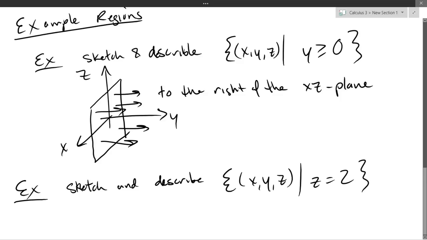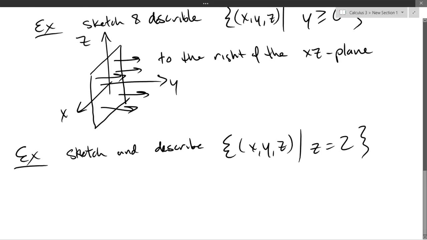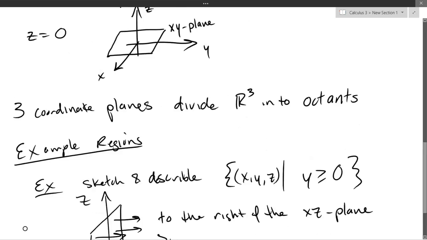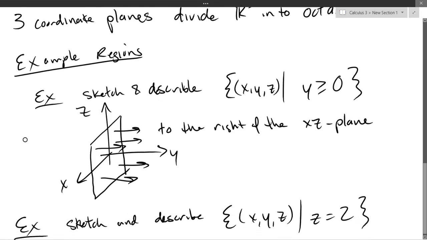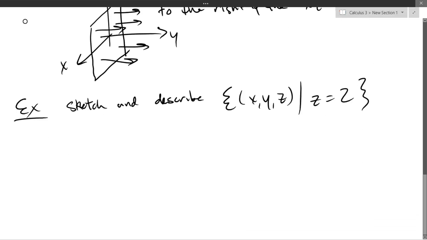So next one, sketch and describe all points that have a z-coordinate equal to 2. So what's a good place to start from the planes we wrote above? Z equals 0. Z equals 0 is pretty close. How do you modify that? Just lift it up a little bit. Pretty much it. Just lift it up. So sketch that out and then describe it in words.